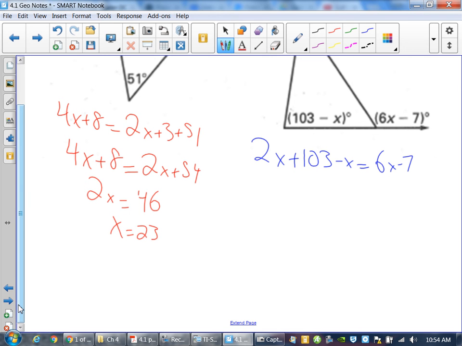Anyway, moving stuff around here, we're going to get x. You will notice, ladies and gentlemen, that most of these problems are very easy. Just be careful when you're simplifying stuff through.